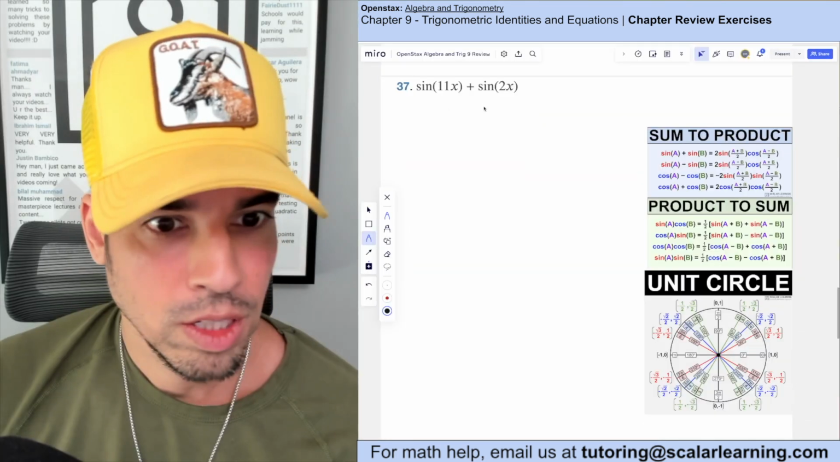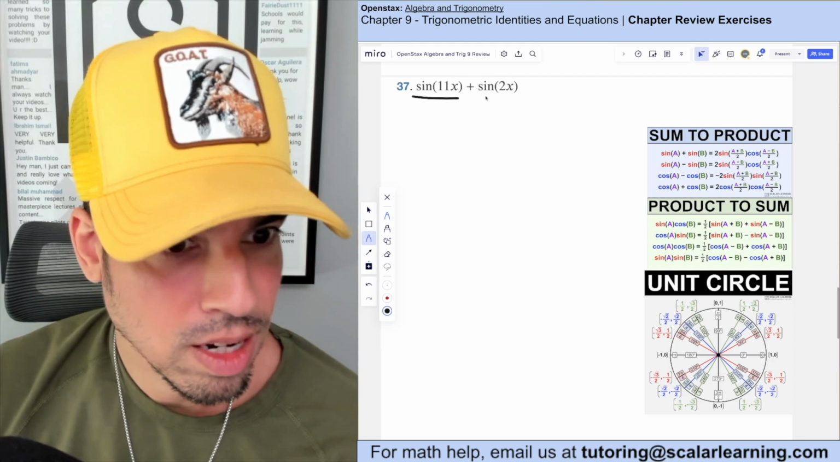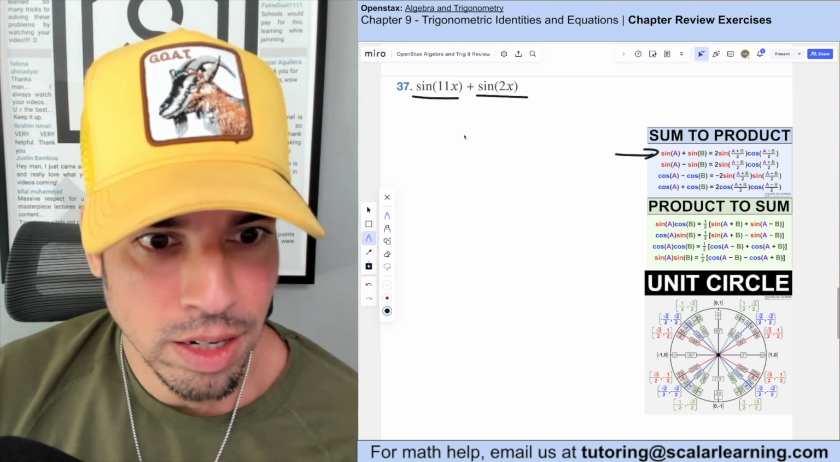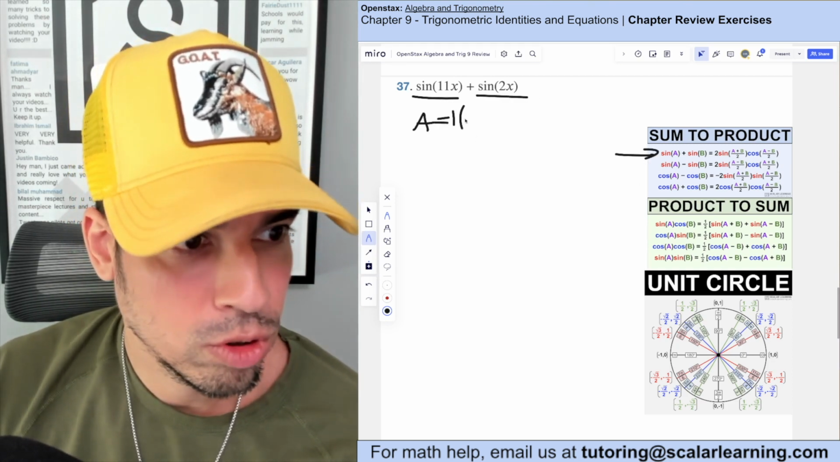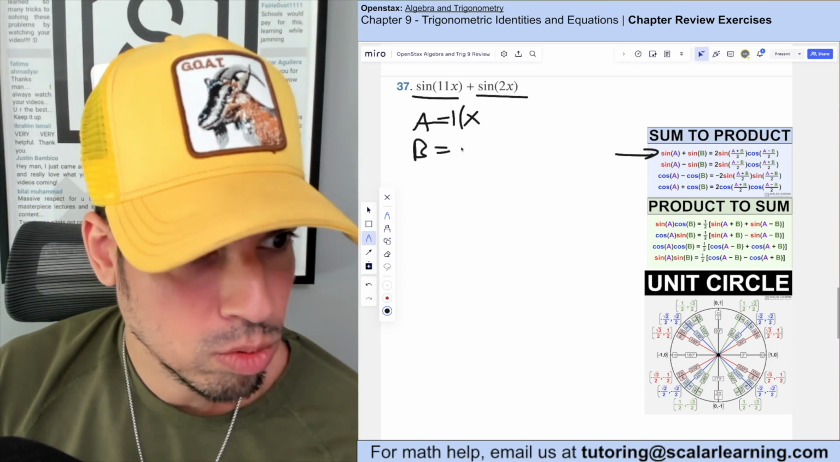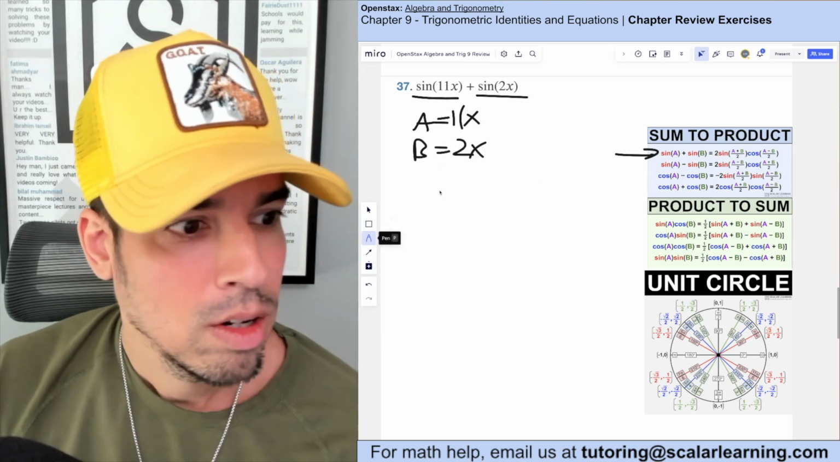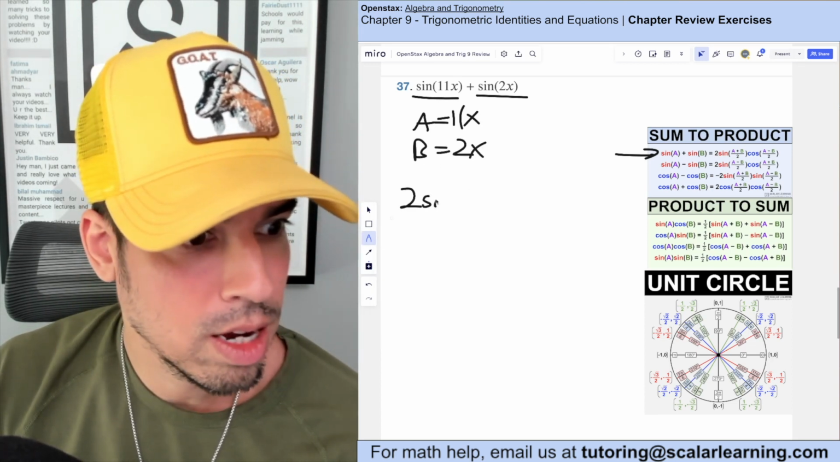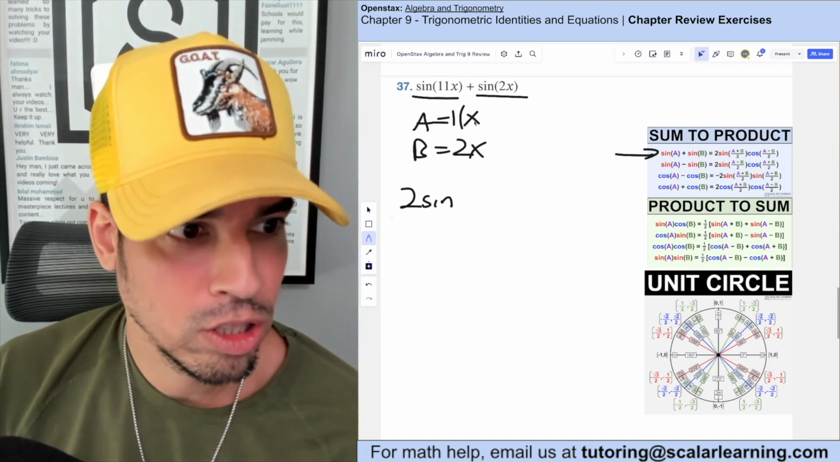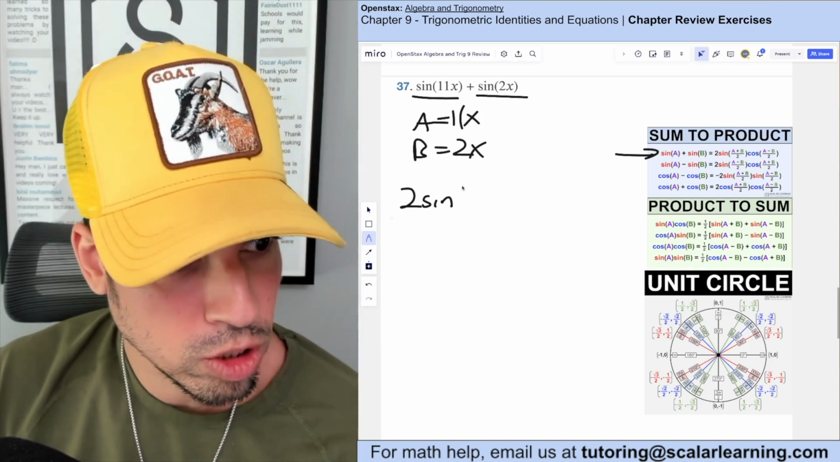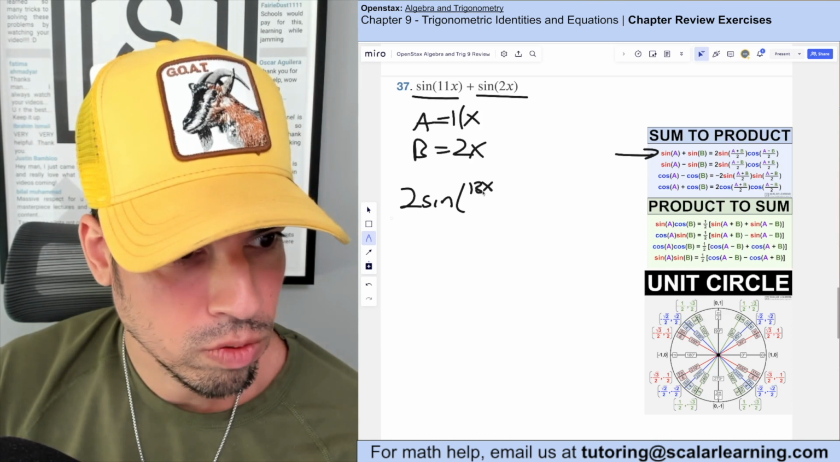Boom, done. So for this one, we got sum to product. We got sine plus sine, which is this guy right here. So I'm going to set a equal to 11x and b equal to 2x. And then we've got 2 sine, basically the average of these two. 11 plus 2 divided by 2, which is 13x over 2.